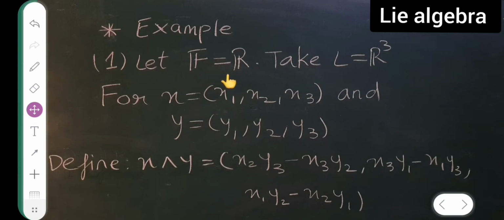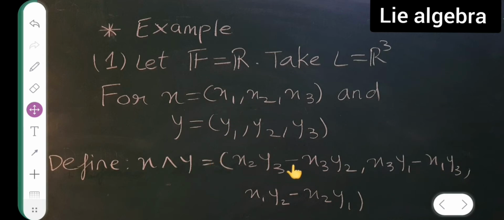So let F be equal to R. Now take L equal to R3. Now I will be taking R3, 3-dimensional, right? So for x = (x1, x2, x3) and y = (y1, y2, y3), I have defined x cap y = (x2 y3 - x3 y2, x3 y1 - x1 y3, x1 y2 - x2 y1). Okay, so this is how I define my x cap y.